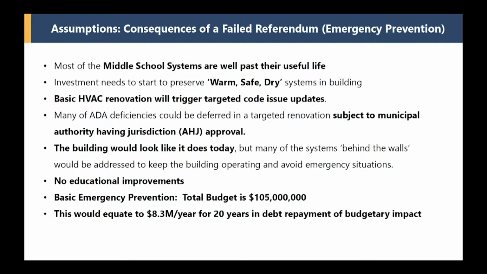When you do the math on that, I call this emergency prevention, because a lot of these systems are at the failure area of their useful life. So you want to prevent emergencies. But when you do the budget on that, it's about $105 million. So when you do a little bit of math on that, you would probably borrow in a 20-year bond, because you're not building a whole new building, you're just doing systems. So 20 years would be reasonable. And at current interest rates for the district, that would equate to about $8.3 million per year in budgetary impact. And without a referendum, that would most likely have to come from your general fund somewhere.